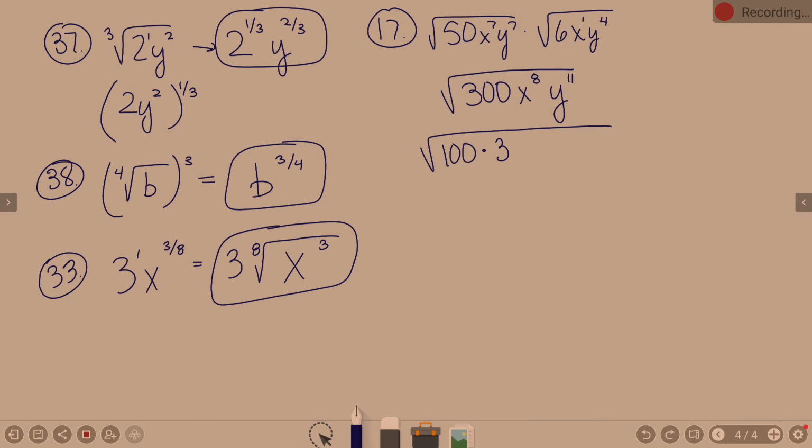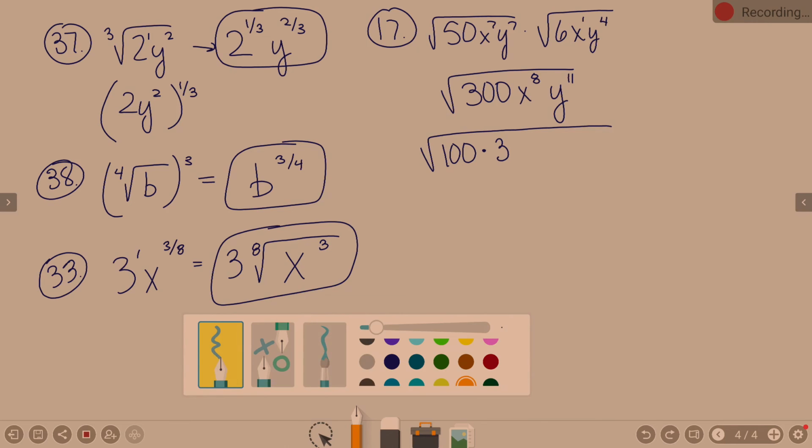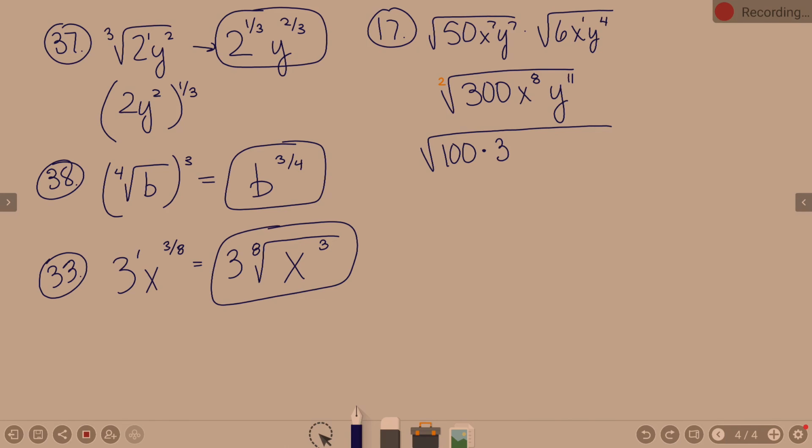What about x to the 8th? Am I going to be able to take the square root of x to the 8th? Yeah. Does 8 divide by 2? 8 divides by 2, so I'm not going to break this up. I'm going to leave it as x to the 8th because it does divide by 2. It doesn't matter that the exponent isn't on the blue paper.